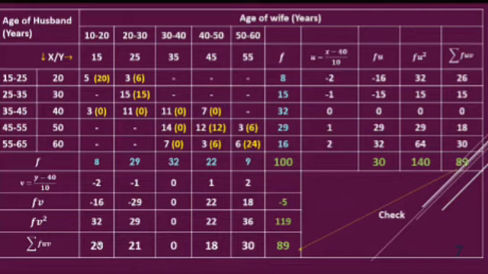Similarly, come to column. Add that. 20 plus 0, 20. 6 plus 15 plus 0, 21. 0, 0. Next, 12 plus 6, 18. 6 plus 24, 30. When you add that, you will get 89. You can see one word check there, right? Check means these two totals should be same. What is that? Double summation FUV.